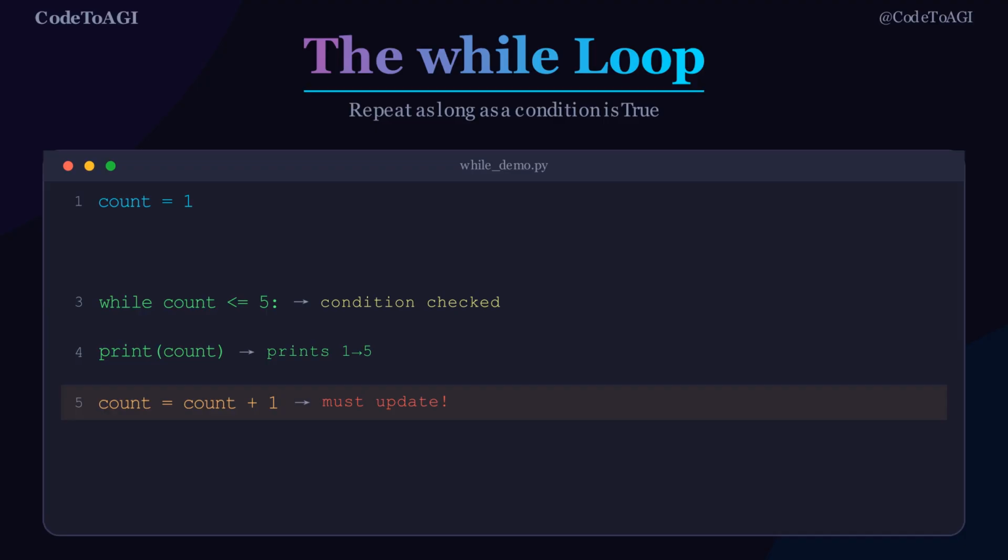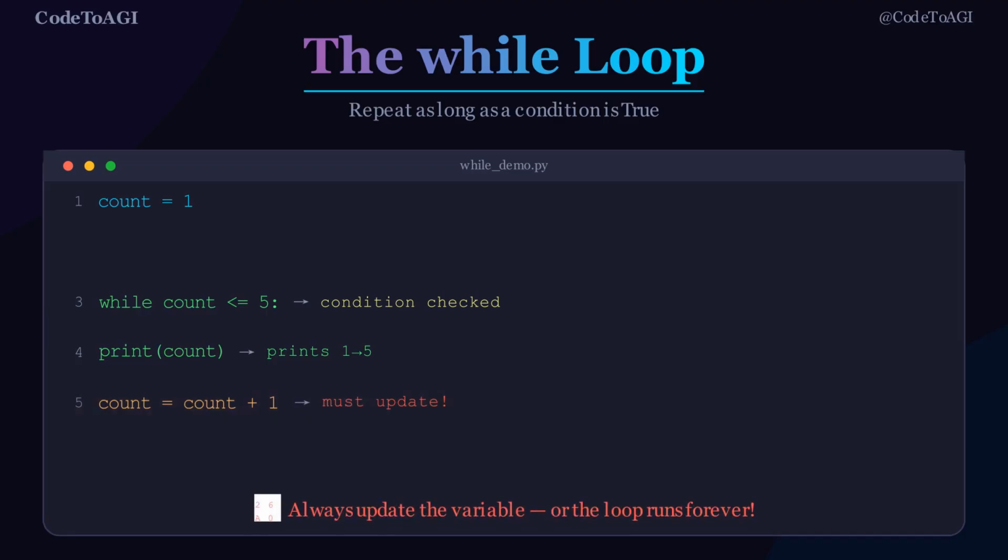This is critical. If you forget to change count, the condition never becomes false. The loop runs forever. That is called an infinite loop. Always make sure your while loop has a way to stop. Output is 1, 2, 3, 4, 5, then the loop ends.